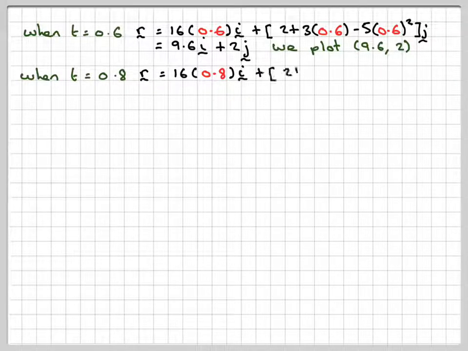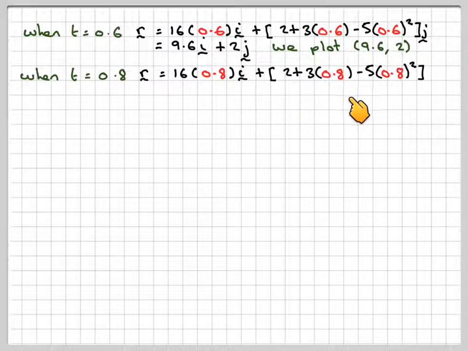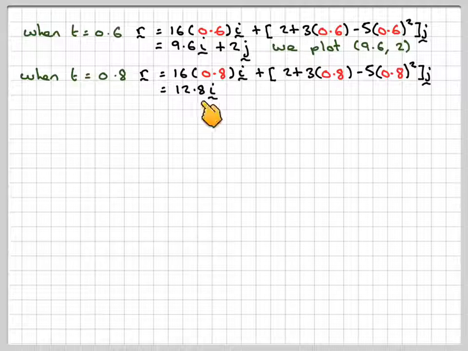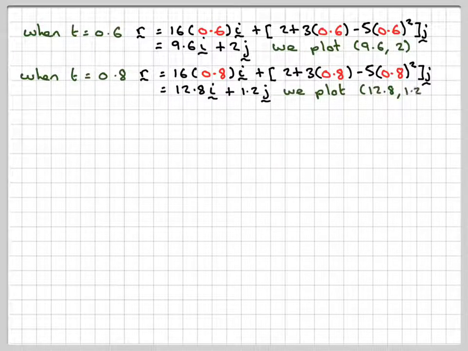When t is equal to 0.8, similarly, r will be equal to 16 times 0.8 i plus 2 plus 3 times 0.8 minus 5 times 0.8 squared j, and that gives 12.8i plus 1.2j. We plot the point 12.8, 1.2.